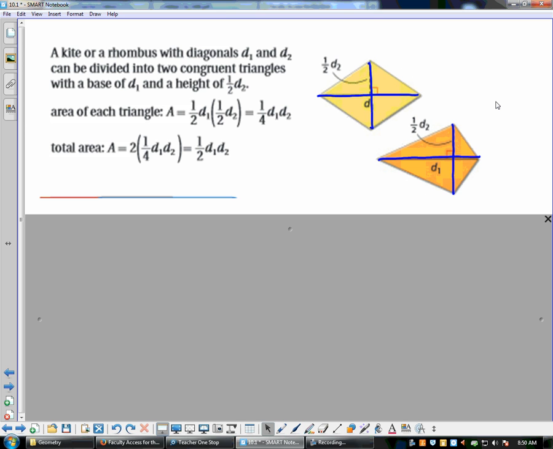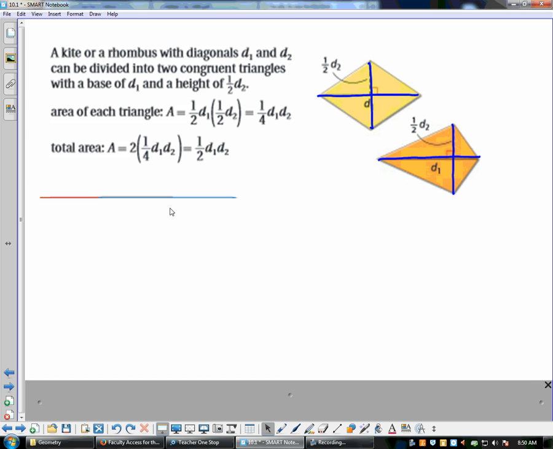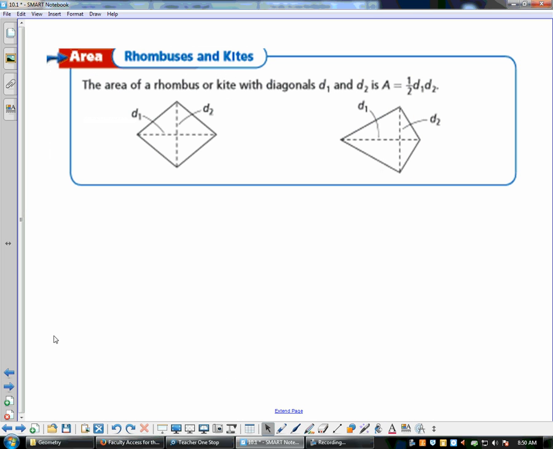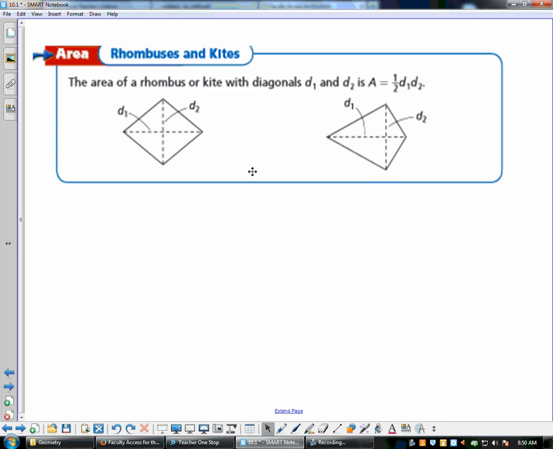And as a matter of fact, it's those diagonals that give us a special way of finding the area. I'm just going to skip the long explanation here and get right to our formula for finding the area of a rhombus or a kite. It's just half of the product of the two diagonals.